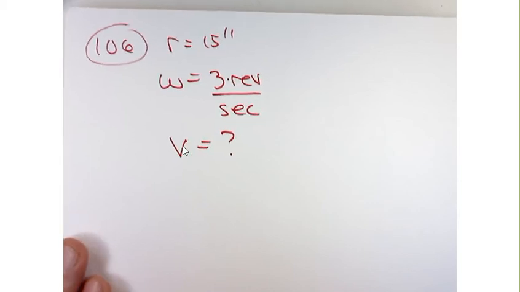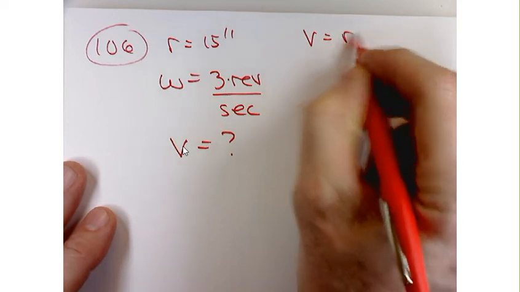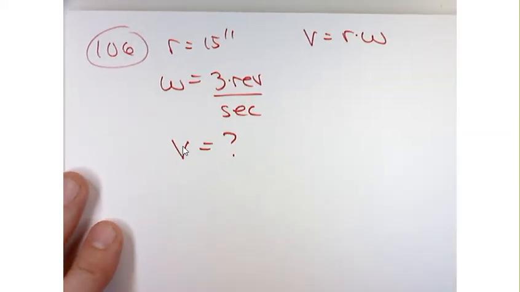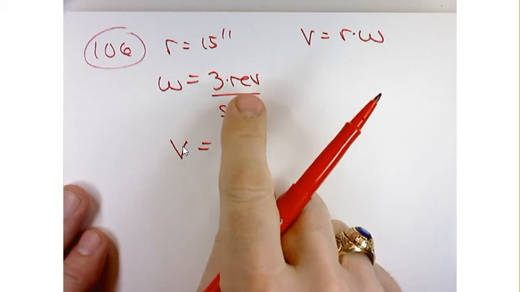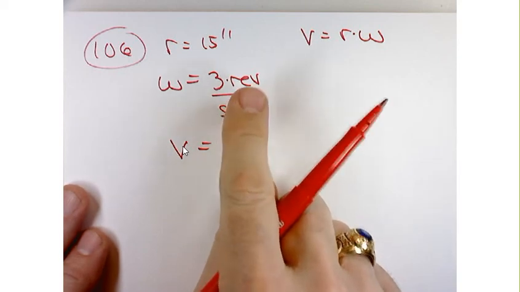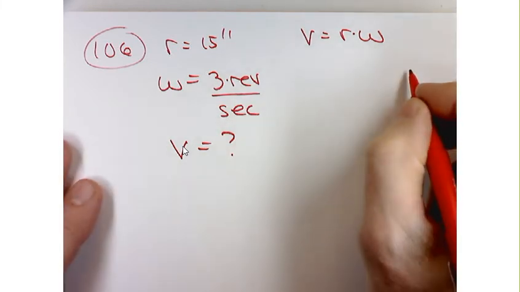There's one thing I got to correct before we really even get going on this problem. You can't just plug it in and say, oh, yeah, hey, we got this, right? V equals R times W. You can't plug it in yet. This has to be in radians per second, not revolutions per second. Revolutions per second is pretty close, but it's not the same thing.